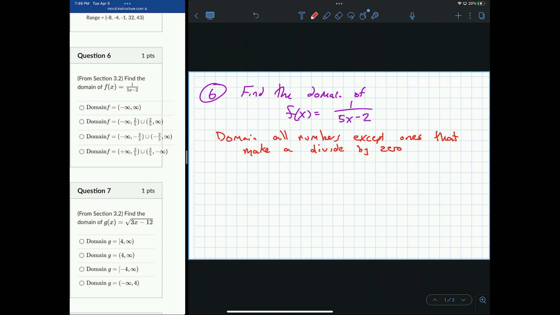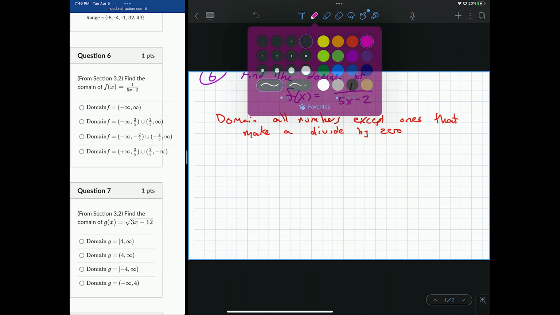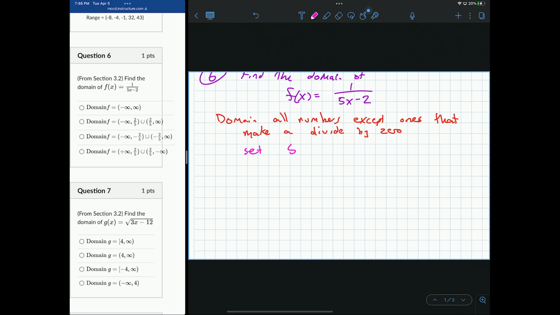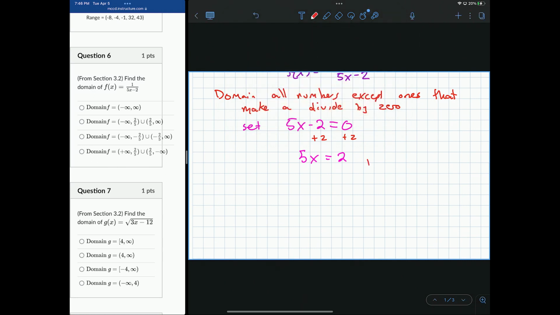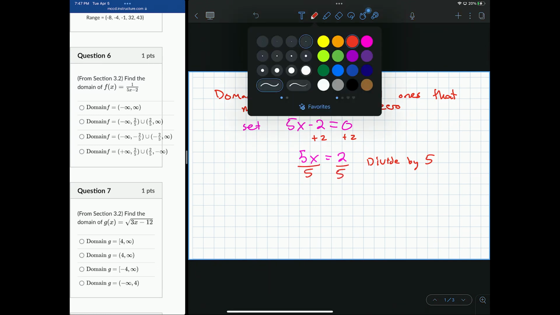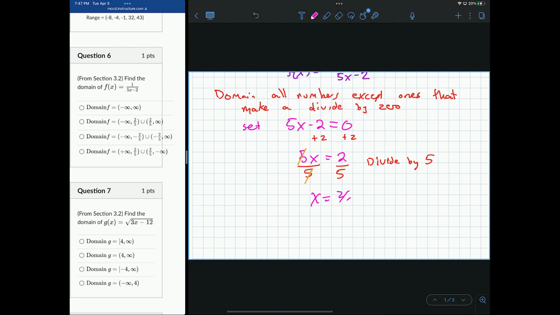So all the numbers except ones that would make a divide by 0. To find those, we're just going to set the denominator equal to 0 and then solve that. So to solve this, we just add 2 to both sides. We end up with 5x equals positive 2. And then we should divide both sides by, sorry, divide by 5 actually. So over 5 on the left, over 5 on the right. Cancel, cancel. And what we're left with is x equals 2 over 5.